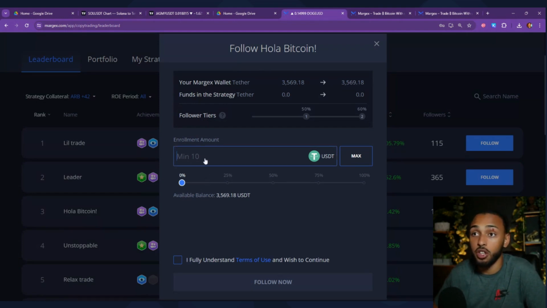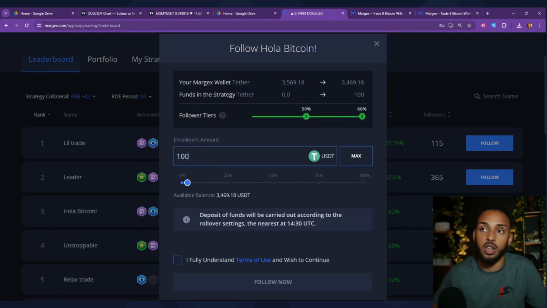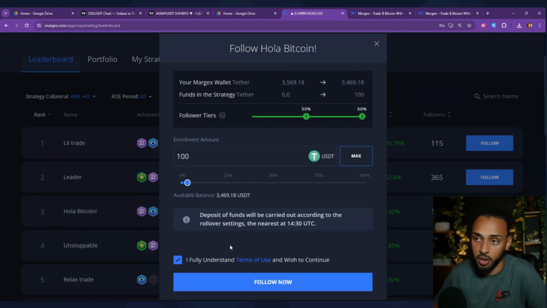What you're going to do is choose the amount that you want to enroll with. Currently, I have $3,500 of USDT, but say I don't want to do that much, let's just say $100. What we're then going to do is say that we fully understand the terms of use. This is basically just, listen, you're taking a huge risk. You're giving someone else your money and hoping they make money. That is about as risky as it gets, but obviously, sometimes the risk is where the reward is made.